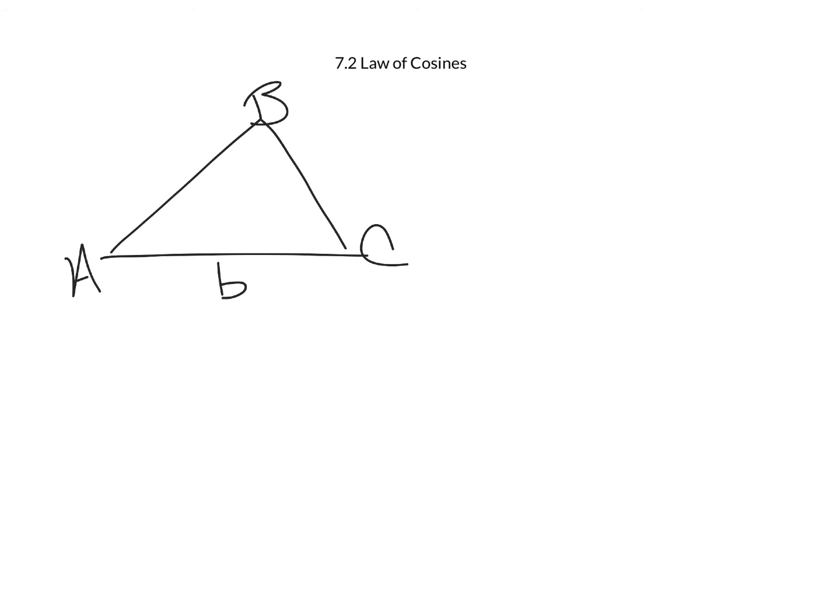Alright, 7.2, Law of Cosines. So there are going to be two different scenarios we're going to be using Law of Cosines for. I'm going to draw my triangle. A, B, C, lowercase b, lowercase c, lowercase a. Now, one of those is going to be side angle side.